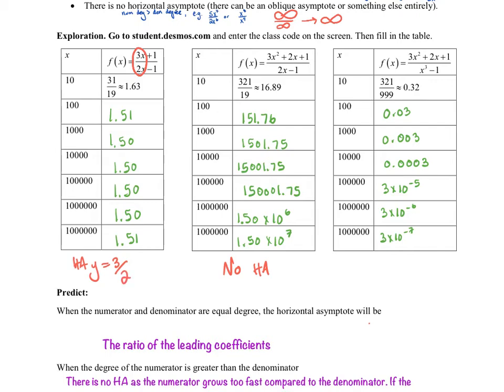And then our last one, we can see the denominator grows faster than the numerator. So we start off with 0.32, then 0.03, then 0.003, and each time I increase my x, the number of leading zeros I have increases by 1. Remember, this is scientific notation, so 3 times 10 to the negative 7th is a very small number. So this one does have a horizontal asymptote, but it's y equals 0. The denominator grows faster, and it pulls that whole ratio down to 0.